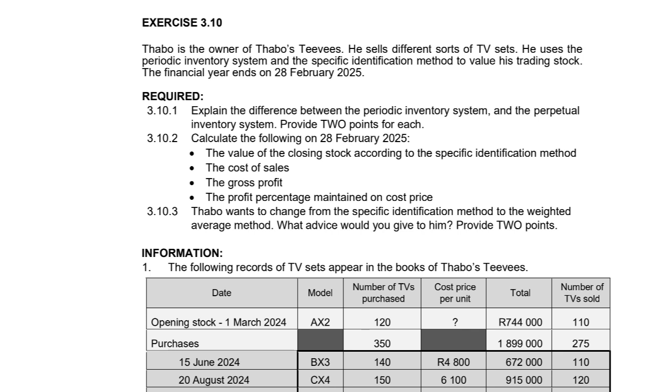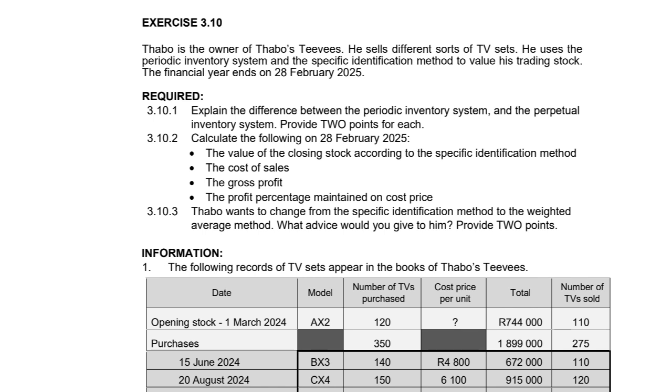Required. 3.10.1, we're going to explain the difference between the periodic inventory system and the perpetual inventory system. 3.10.2, we're going to calculate the following for February 2025. The value of the closing stock according to specific identification method, the cost of sales, the gross profits, and the profit percentage maintained on cost price. And then for 3.10.3, Tabu wants to change from the specific identification method to the weighted average method. What advice would you give him?